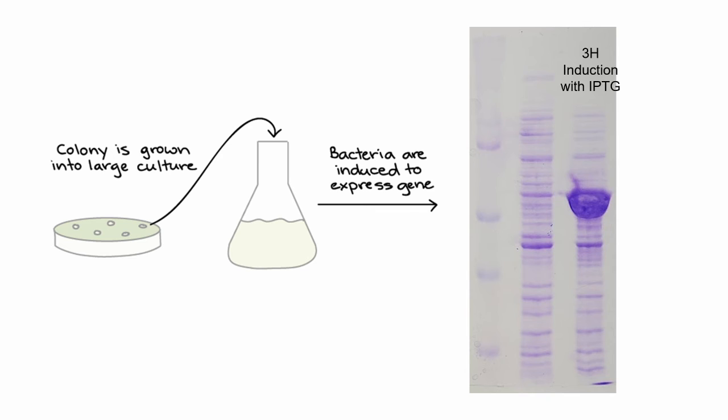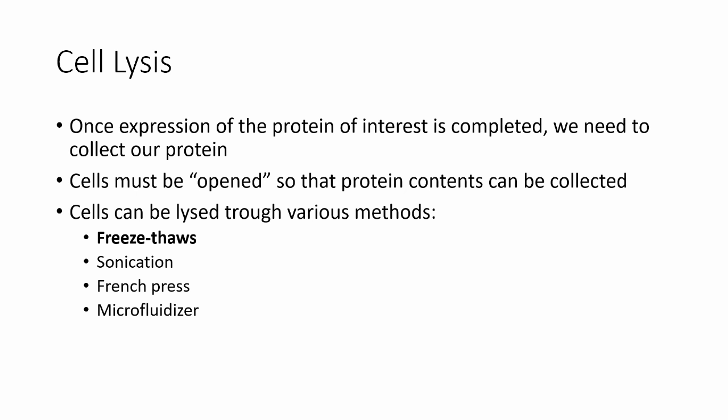So now that we know that our cells have the beta-gal, how do we get them out? To do that, we're going to utilize cell lysis. What we basically need to do is open up all of our cells so that we can release all the inner contents. This includes our protein of interest, but also the other proteins that the cell naturally makes to stay alive, as well as their DNA. Cells can be lysed through various methods. The one we'll be doing in the lab is called the freeze-thaw method.